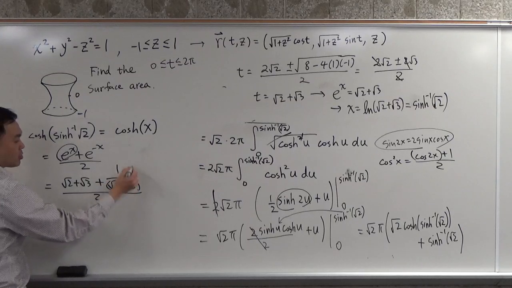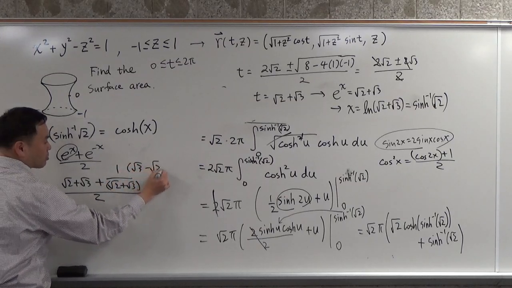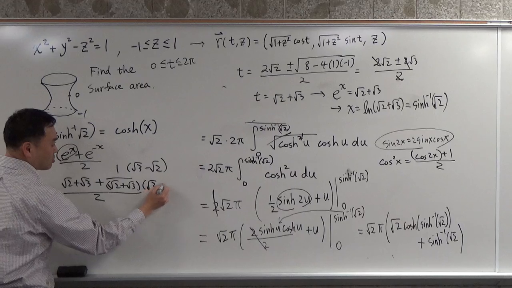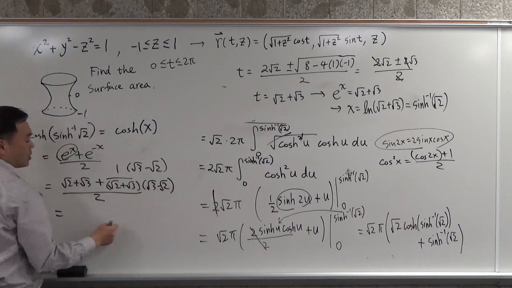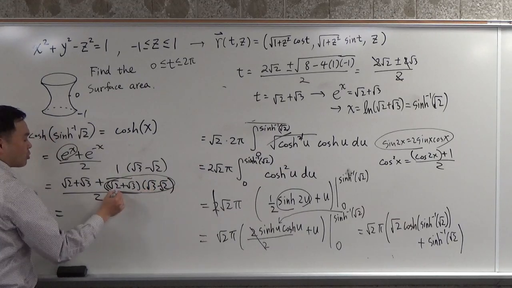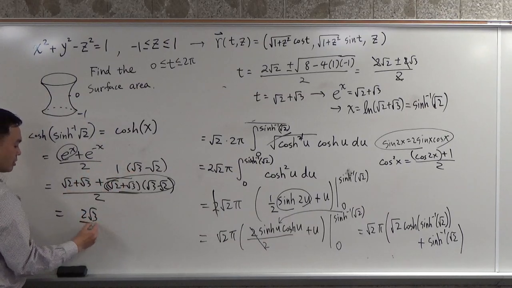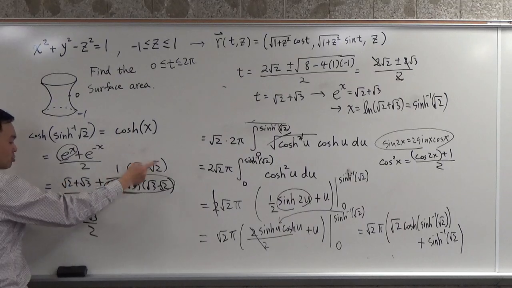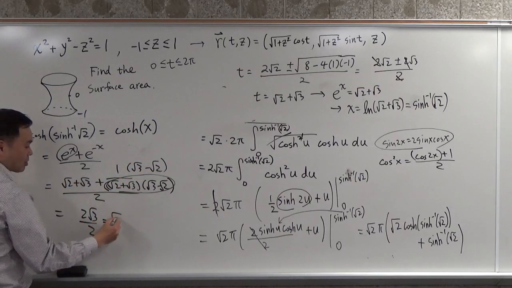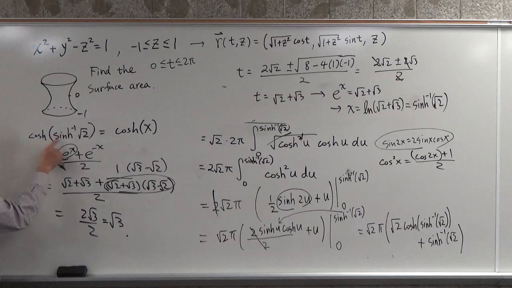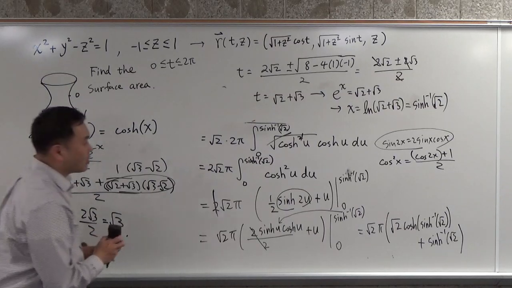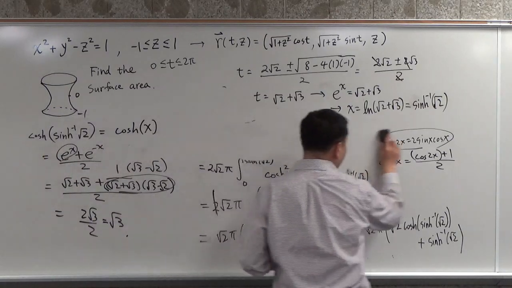And this one I can multiply by the conjugate, square root of 2 minus square root of 3. And see that this just becomes 1, and square root of 2 plus square root of 3 plus square root of 2 minus square root of 3 gives 2 radical 2, whereas the square root of 3 terms cancel, so it just becomes square root of 3. So amazing. This value is just square root of 3. Okay, so we're very close now.